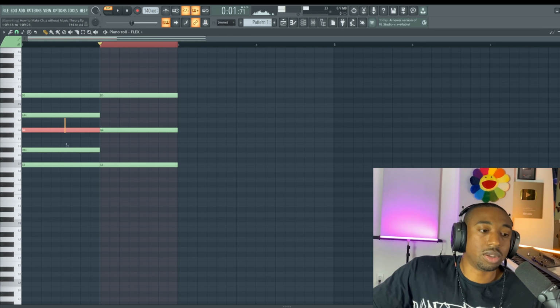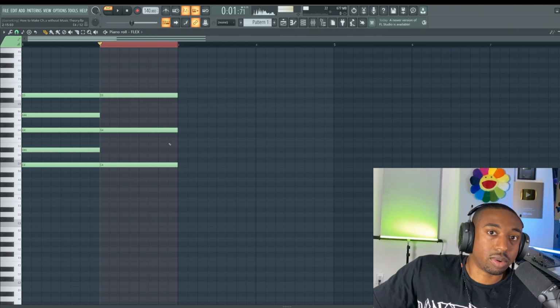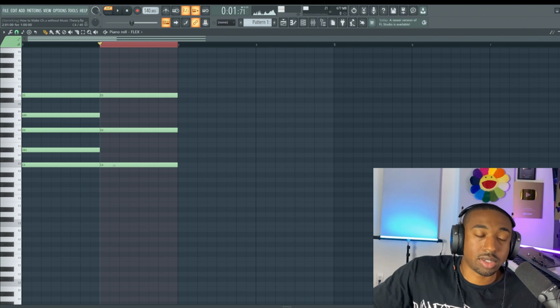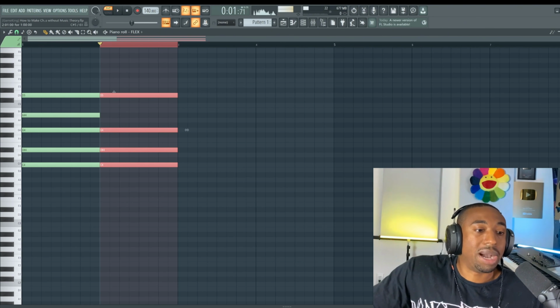So I kind of went quickly over what a minor chord is versus a major chord, and the chord code is 0, 3, 7. So let's add the minor third. It's called 0, 1, 2, 3, 4, 5, 6, 7. So this technically would be called a minor add 9 chord.